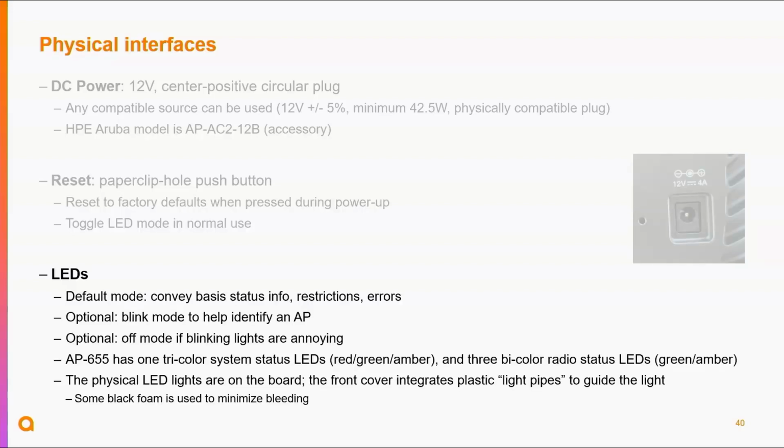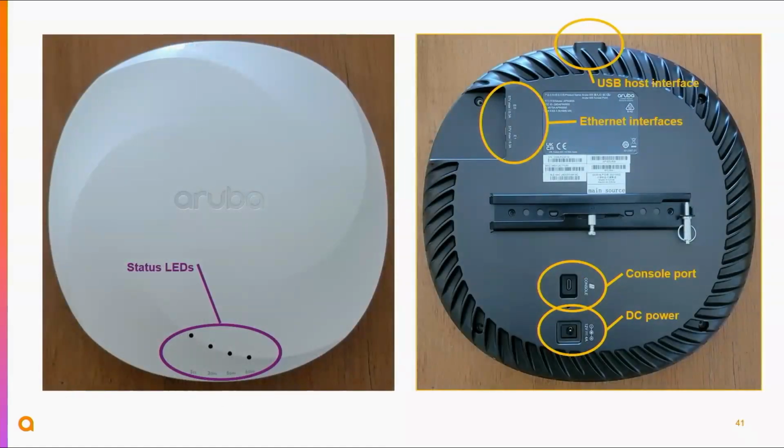Obviously we have 4 LEDs. We have a couple of different modes. In software, you can put the AP's LEDs into a blink mode. That helps sometimes to find an AP. Sometimes you have too many APs and on your console, you don't know which AP is which. You put that AP in blink mode and you can see which one it is. And you can turn them off, of course. There's a 3-color system status LED, and then a 2-color LED for each of the radios, so we have 4 LEDs all in all on this AP. And they are here.